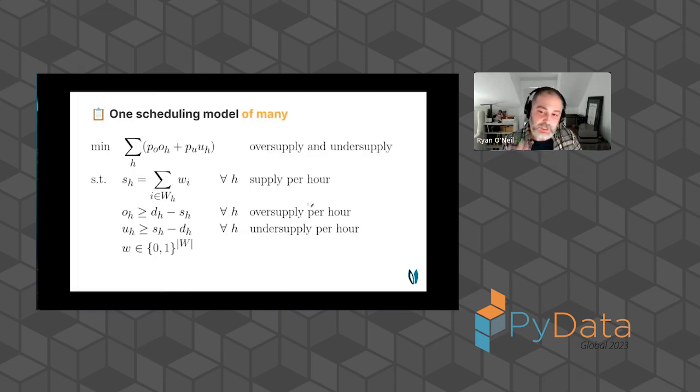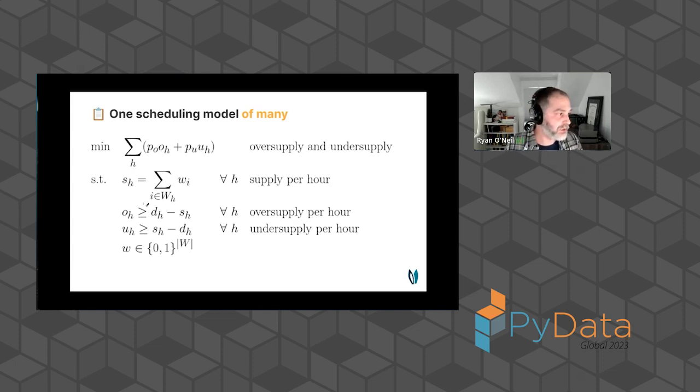All right, so this is the scheduling model that we're going to look at, and if you look at it, this is a mixed integer program, or has binary variables. Briefly going through the math, we're going to minimize the penalties of oversupplying and undersupplying for every hour in the output of the scheduling model. Then we add a constraint, which is that the supply, this S sub H here, is the sum of every worker that I've assigned to work during a particular hour, given their availability.